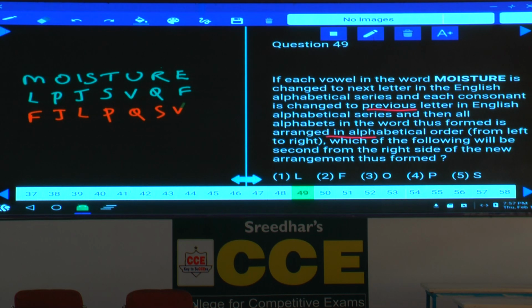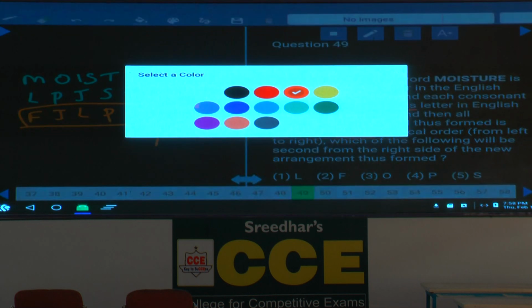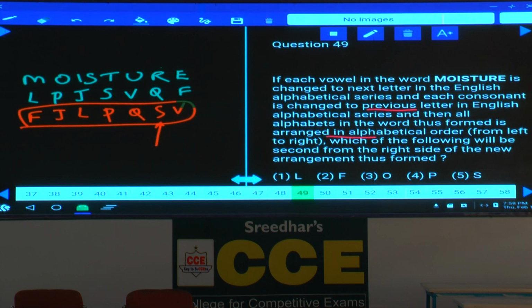Then which of the following will be second from the right hand side? Second from the right hand side is what? S is the answer. Clear? Now rather than writing down this entire category, second from the right hand side means tell me which will be at the last place. As these letters are arranged in the alphabetical order, at the last place the highest letter should be there. Which is the highest letter? V. Now before this V, which letter should be there? S is the answer, isn't it? Hence no need to write down the entire case.